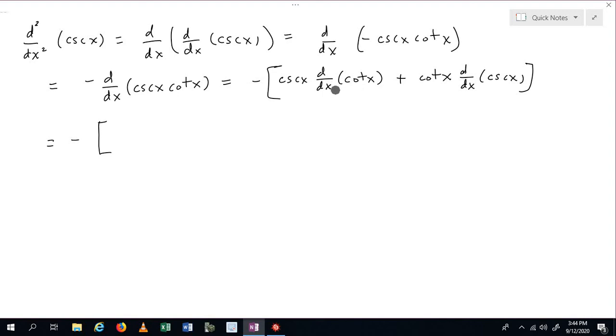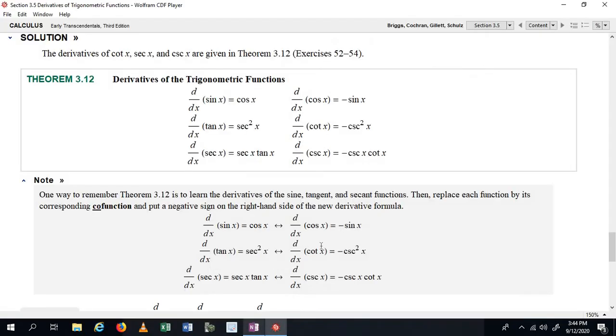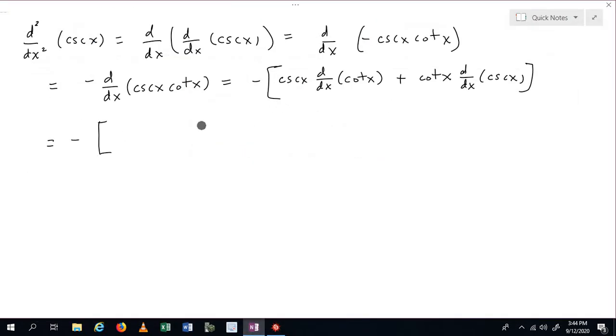Now, the derivative of cotangent of x, if you remember, is minus cosecant squared of x. So you have cosecant of x here, but then the derivative of cotangent of x is actually minus cosecant squared x. Plus cotangent of x times the derivative of cosecant of x, which if you remember is minus cosecant of x times cotangent of x.